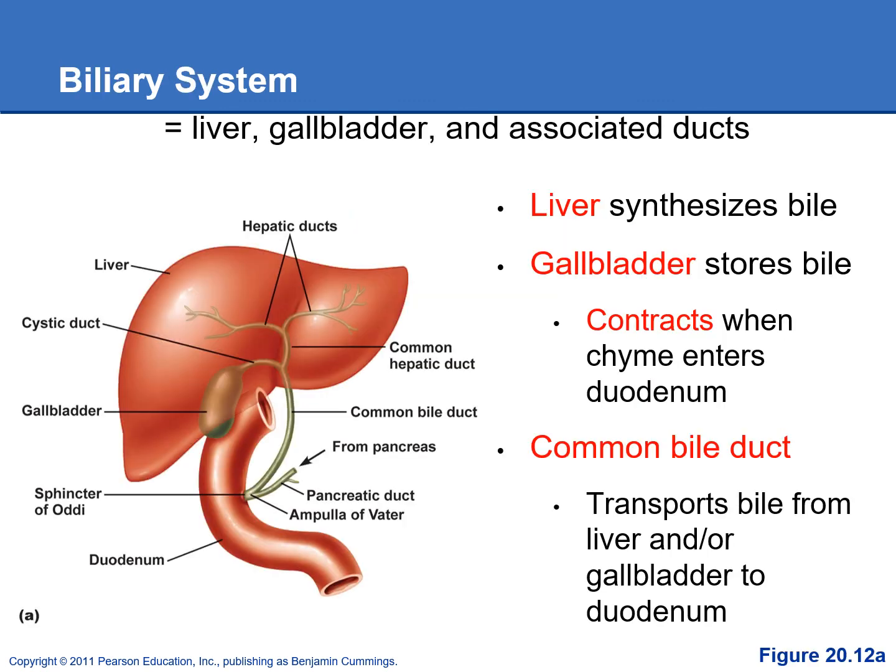Let's take a look at the biliary system. The liver is going to make the bile, which will then be stored in the gallbladder. And when the chyme comes from the stomach into the duodenum, if it contains a lot of lipids in it, that will stimulate the gallbladder to contract and secrete the bile down the common bile duct, which will then empty into the duodenum.